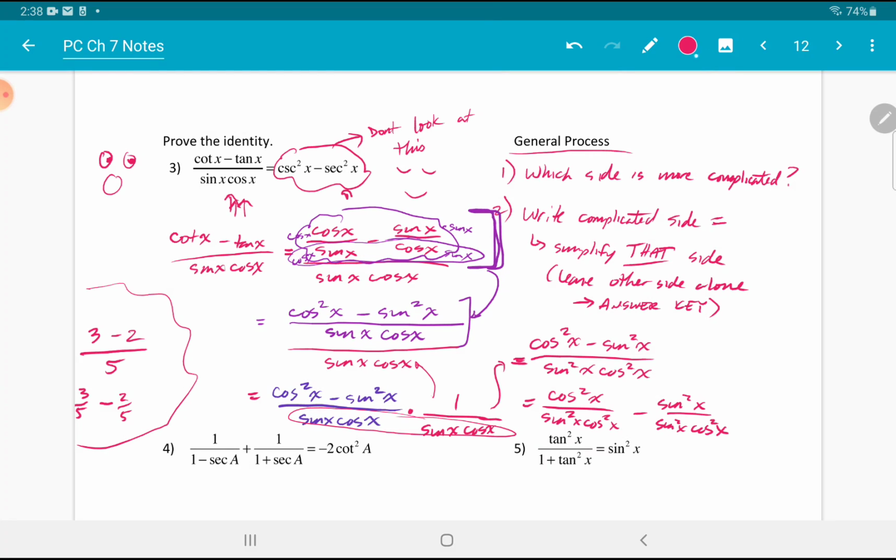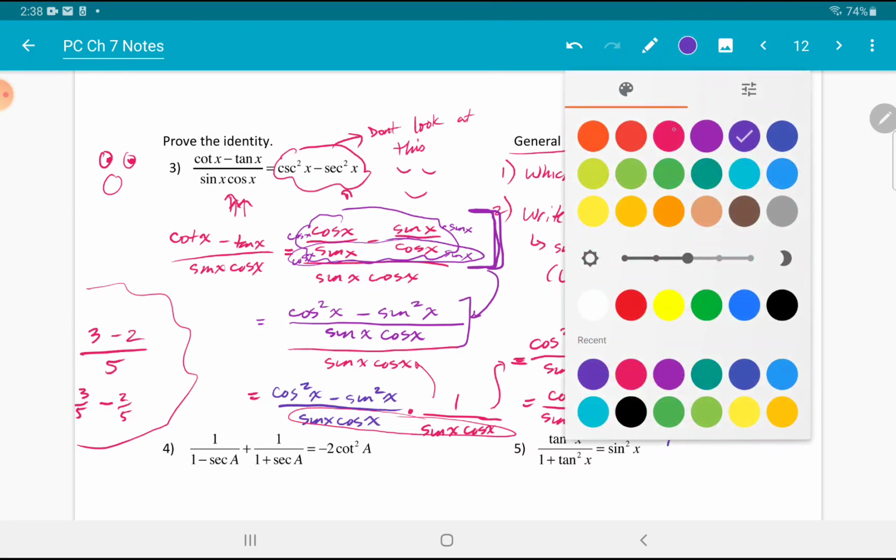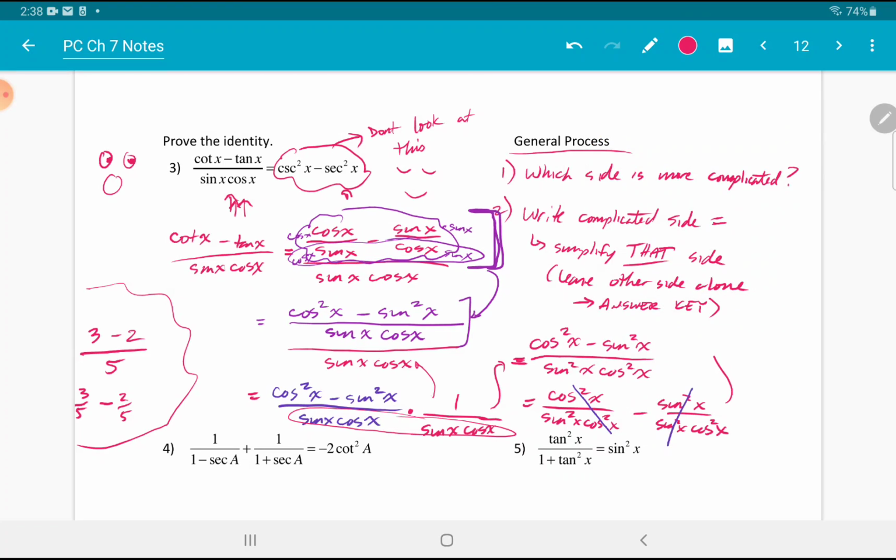And from here, you'll notice that I actually have common terms on top and bottom that can be canceled out. And what ends up being left over then, sorry, I don't have a whole lot of space here, is equal to 1 over sine squared x minus 1 over cosine squared x.